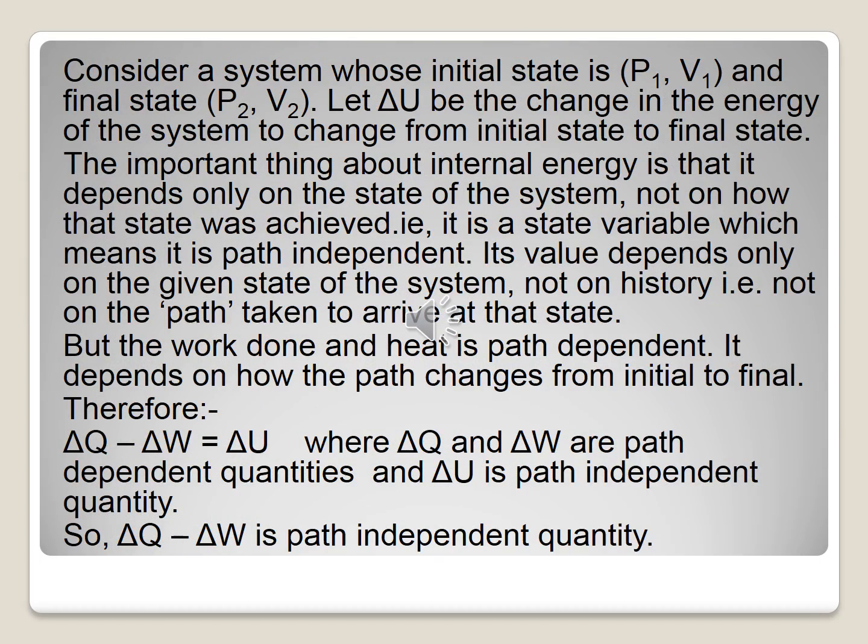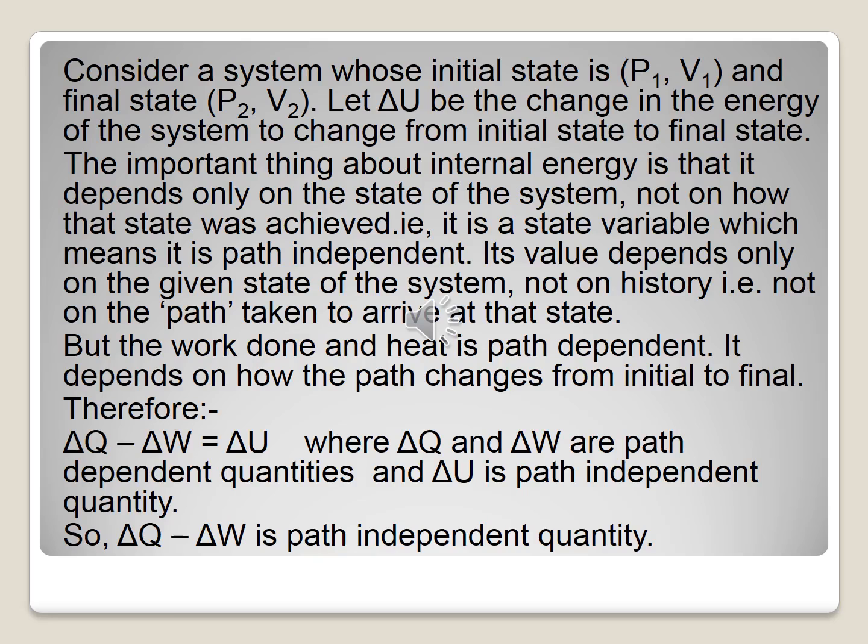Consider a system whose initial state is P1 V1 and final state is P2 V2. Let delta U be the change in the energy of the system to change its state from initial to final state. The important thing about internal energy is that it depends only on the state of the system, which does not depend on how that state was achieved. It is a state variable, which means it is path independent. So its value depends only on the given state of the system and not on history, that is, not on the path taken to arrive at that state.